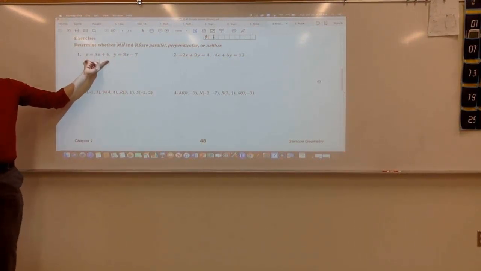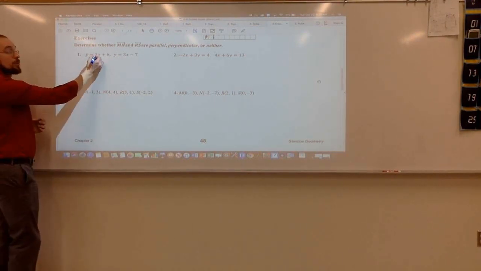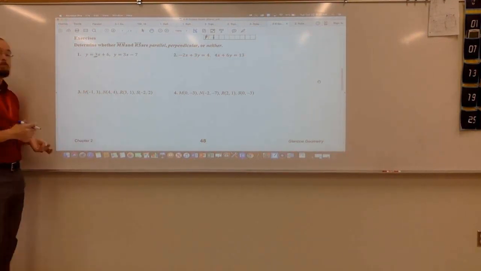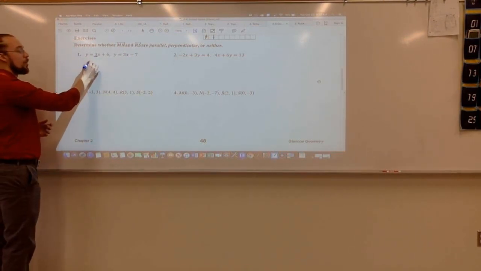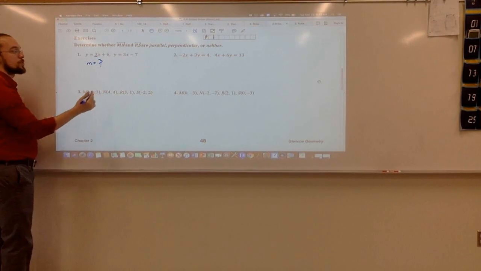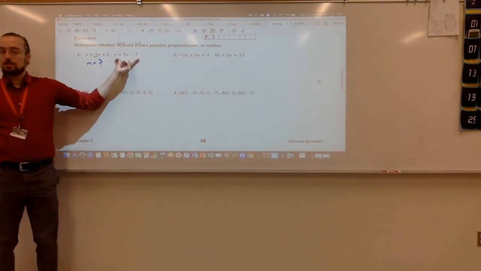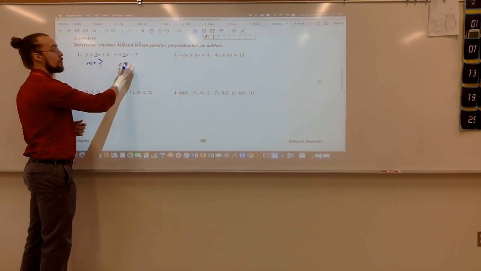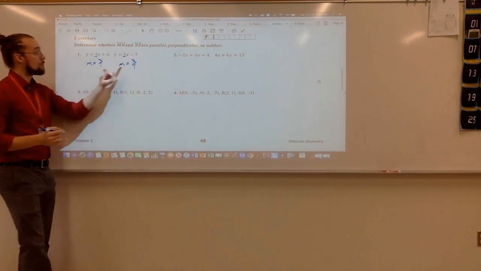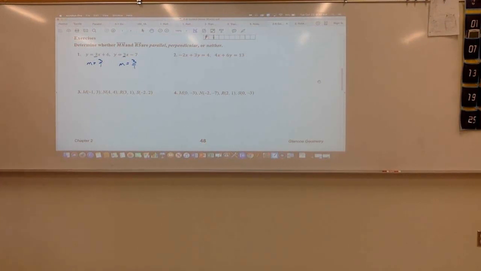What's the slope of this first line? 3x, so 3. Would it be 3 over 1? Yes, technically we could write it as 3 over 1. So I can say this first one is 3 over 1. What's the slope of my second line? Same thing, it's also 3 over 1. So the slopes of these two lines are exactly the same.